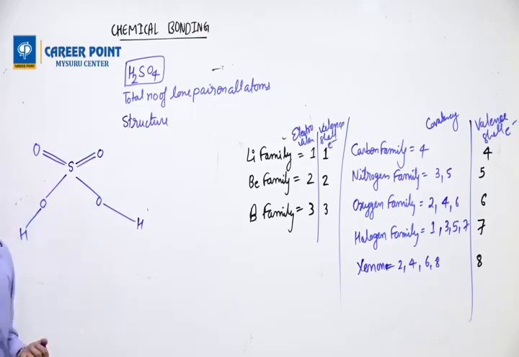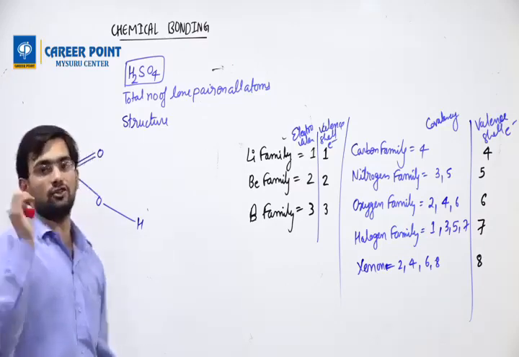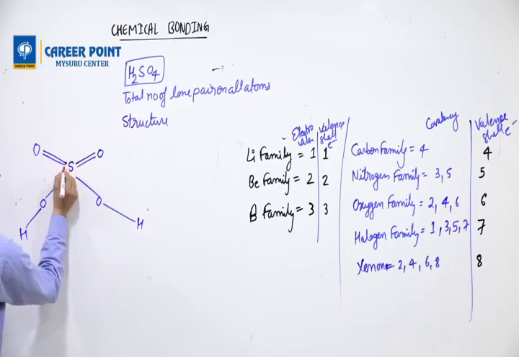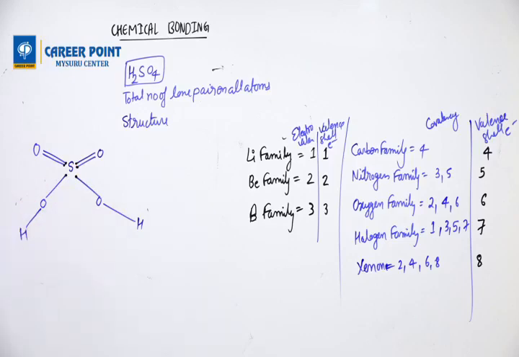Now we'll talk about the number of electrons. Sulfur has 6 valence electrons. So 1, 2, 3, 4, 5, 6. So there is no lone pair on sulfur. Easy. Then we'll talk about oxygen.